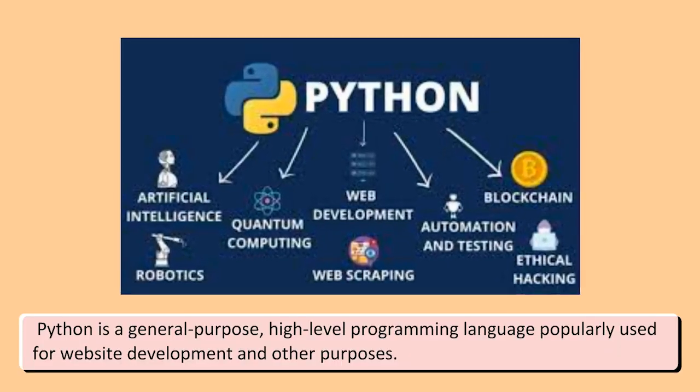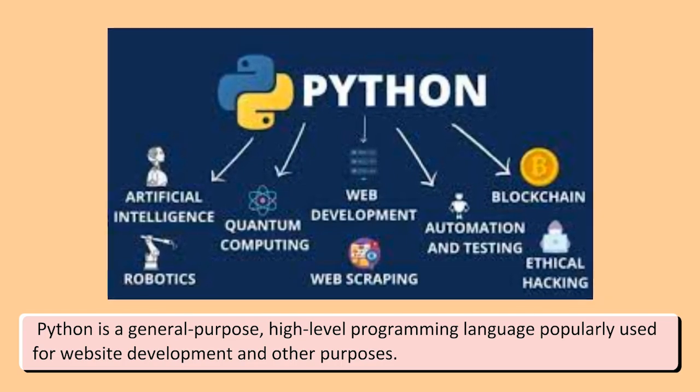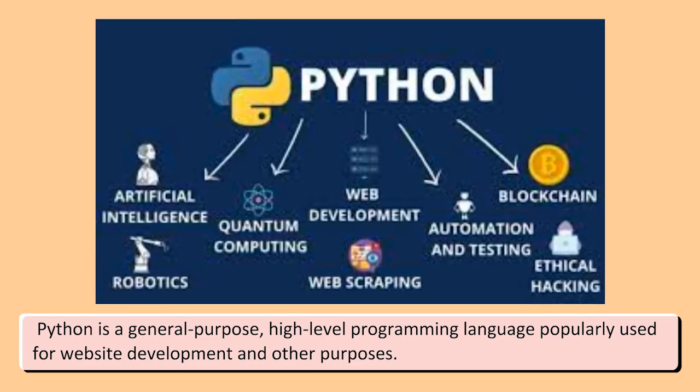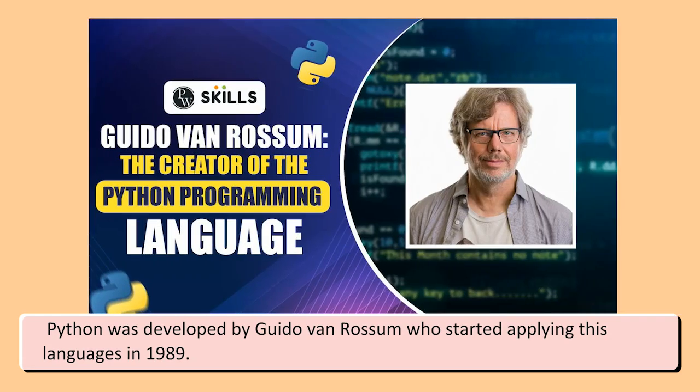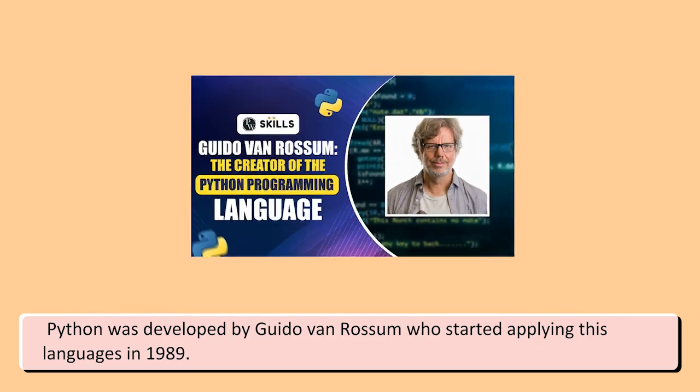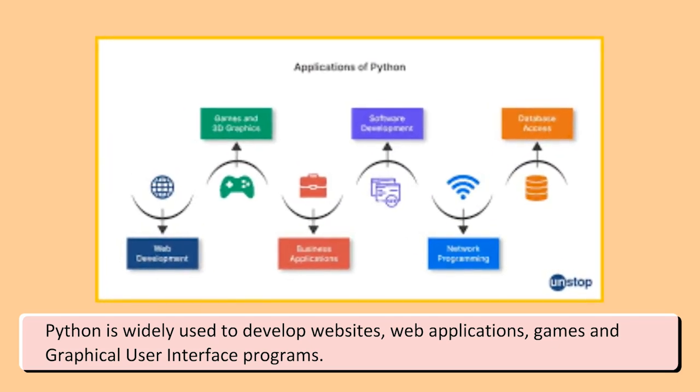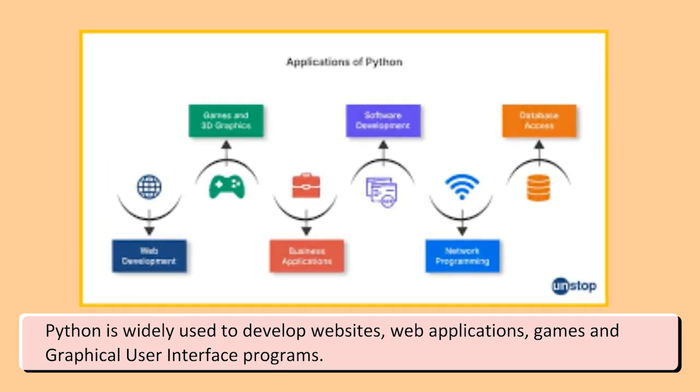Python and its features. Python is a general-purpose, high-level programming language popularly used for website development and other purposes. Python was developed by Guido van Rossum, who started developing the language in 1989. Python is widely used to develop websites, web applications, games and graphical user interface programs.